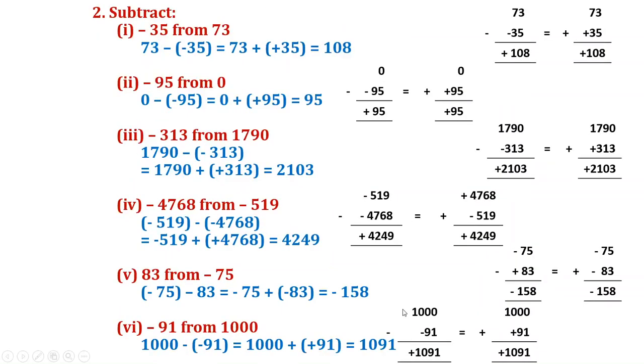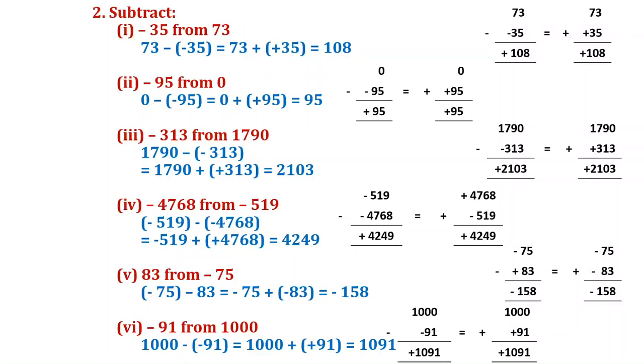Okay. Next, second problem. Subtract. Here it is clearly given that subtract. Next, first problem is minus 35 from 73. Here you should not confuse from which number you have to subtract which number. Read the sentence here. From the starting you read, subtract minus 35 from 73. That is the problem. So from 73 you have to subtract minus 35.